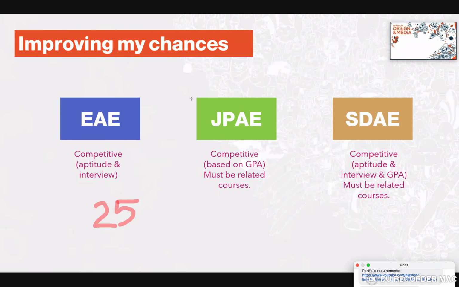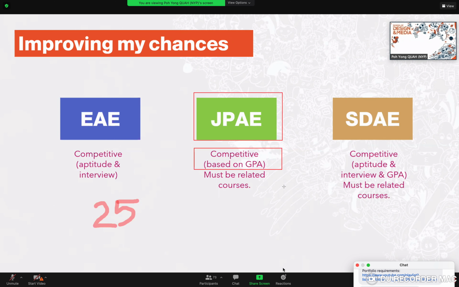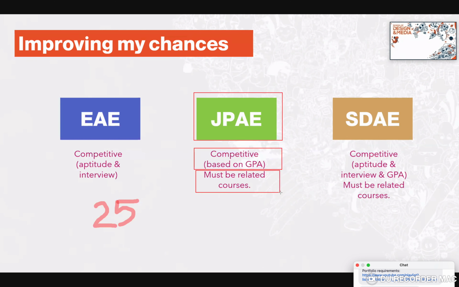Okay, the next one is JPAE. JPAE is competitive because it's based on GPA. If you have a higher GPA, you have a better chance. On top of that, your NITEC courses must be related to the course. For example, for EAE, a nursing student can apply to my course, but for JPAE and SDAE, no, you can't, because it must be related.